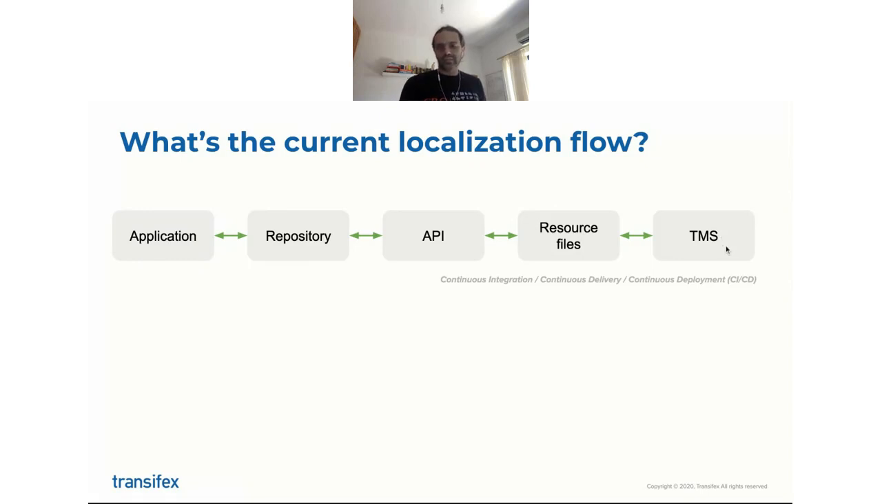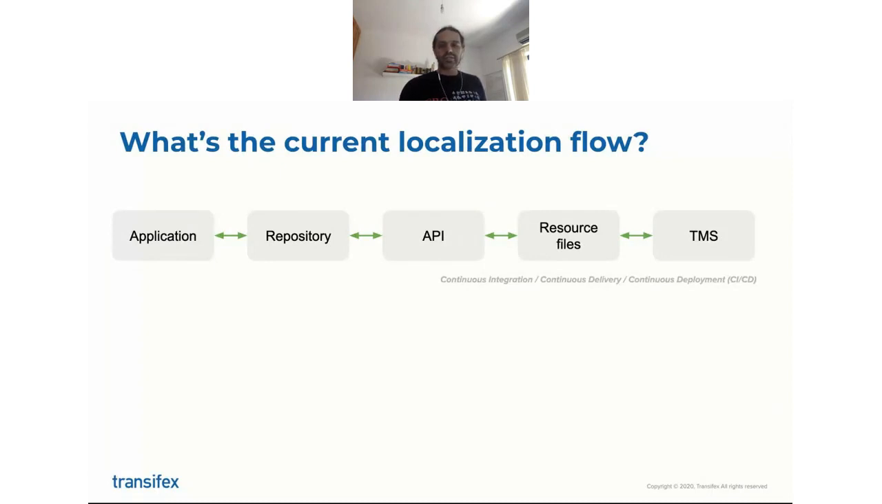And one characteristic that is relevant to how we all work today is that this flow is not a one-way trip. You don't go one way to the TMS and then back and that's it. It usually is a continuous flow. So updates happen more than once a day, and these updates need to be localized as part of the other development flow as well. That's why I have added here continuous integration, continuous delivery, the well-known CI/CD flow that most of us are using.